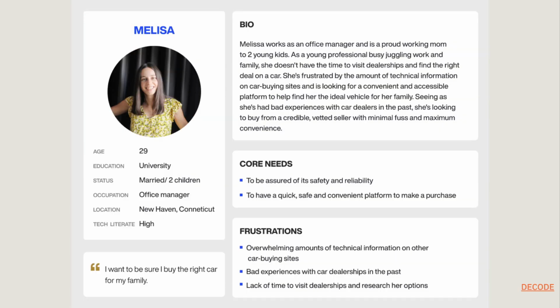Another similar one, you can see how demographics seem to be important in this one. This is about car shopping, and so including the status of Melissa's family and the people that she's shopping for is an important part of this persona.